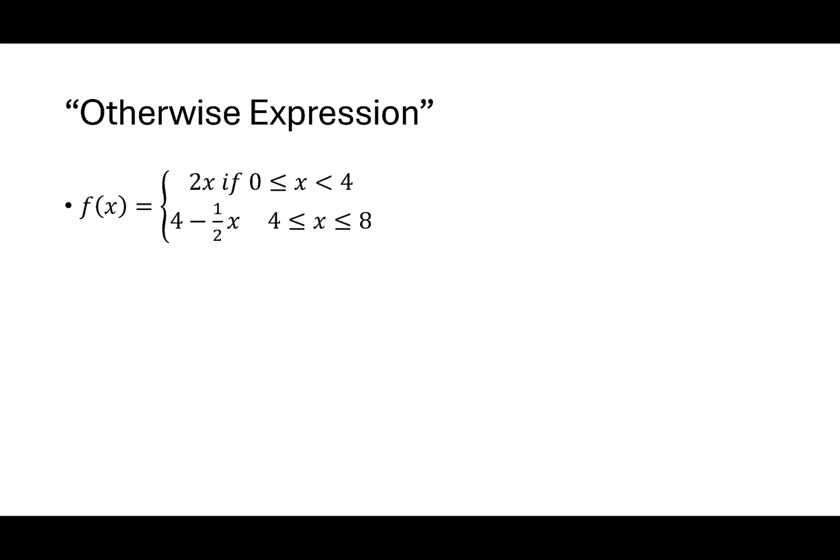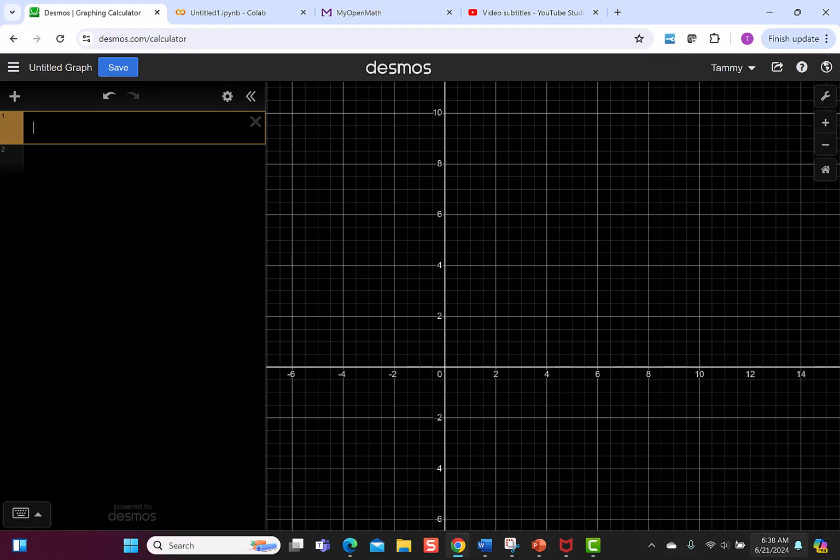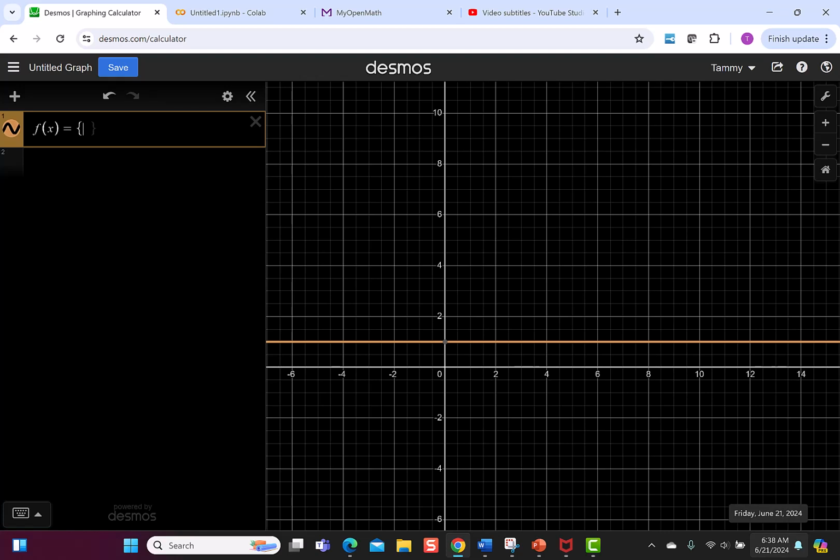As an example, say we had f of x is 2x when x is greater than or equal to 0 but less than 4, and is 4 minus a half of x when x is greater than or equal to 4 and less than or equal to 8. If we were to graph that in Desmos, we would type in f of x equals bracket. We start with our condition of 0 less than or equal to x, which is less than 4, colon, 2x, then we put in a comma.